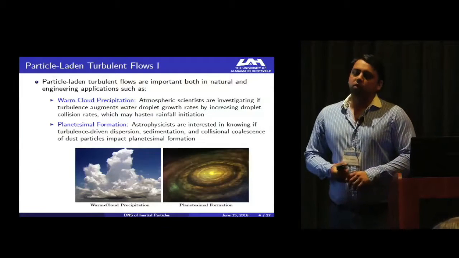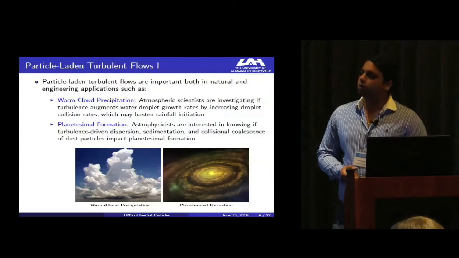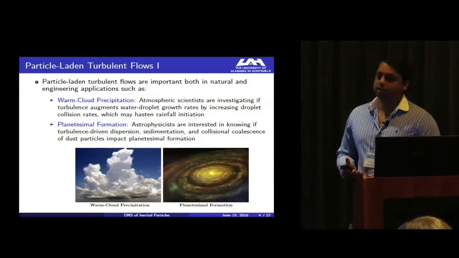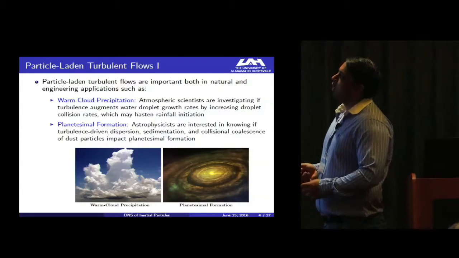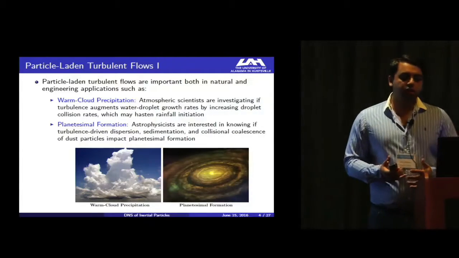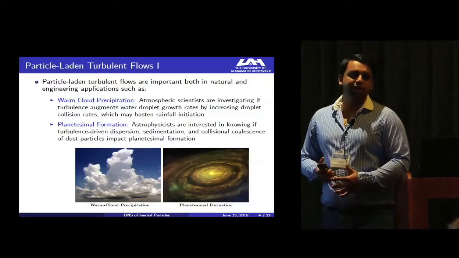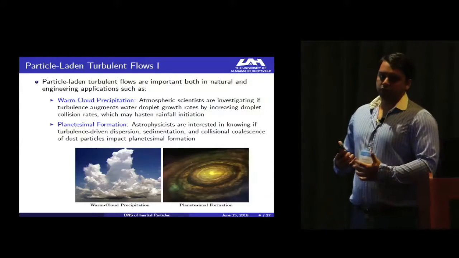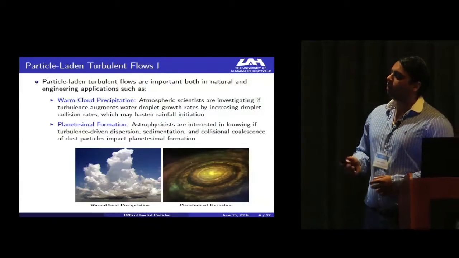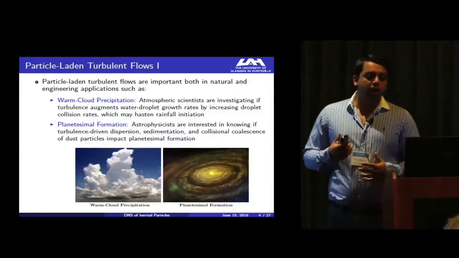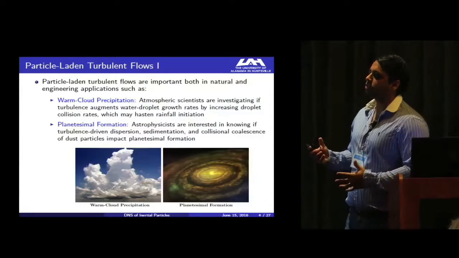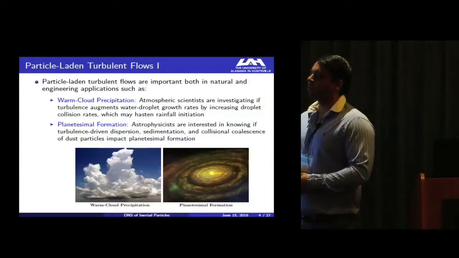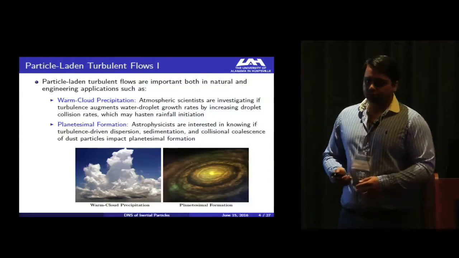Okay. So the problem we are looking at is particle intermittent flows. So particle intermittent flows are important both in natural as well as in engineering applications, such as in warm cloud precipitation, where atmosphere scientists are investigating if the turbulence augments water droplet growth rates by increasing droplet collision rate, which may hasten the rainfall initiation. And the second application is planetesimal formation, where the astrophysicists are interested in knowing if the various turbulent mechanisms such as dispersion, sedimentation, collision coalescence impact the planetesimal formation.